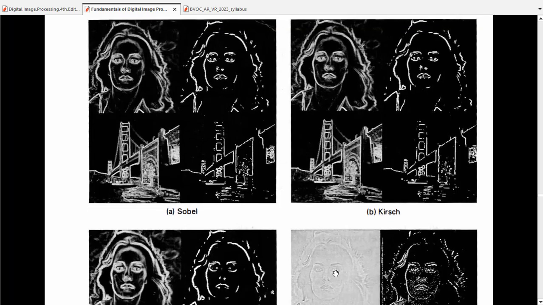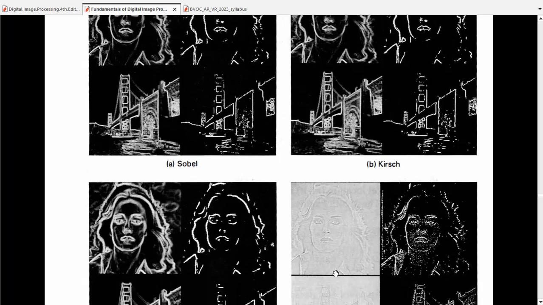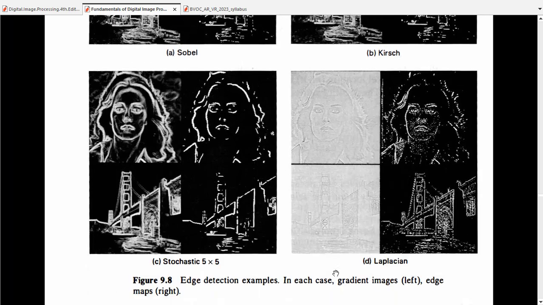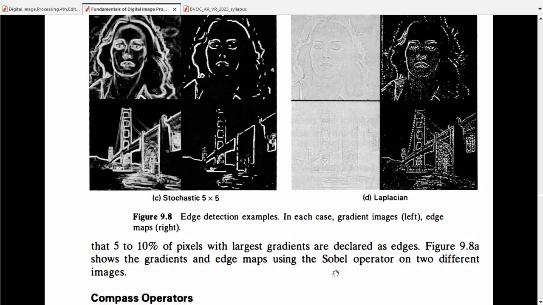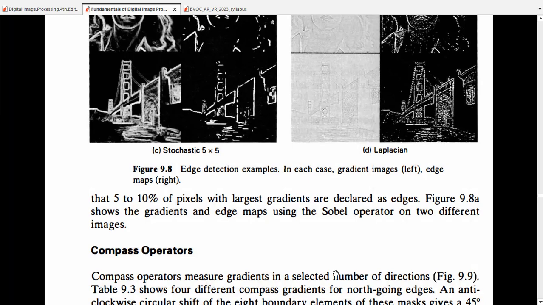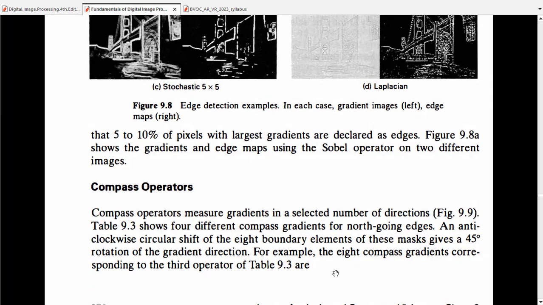So like that is the Sobel operator, the Kirsch operator, and the stochastic 5 by 5 Laplacian. Edge detection examples: in each case, gradient images on the left, edge maps on the right. In each of these, the largest gradients are declared as the edges. These are the gradients and edge maps using the Sobel operator on two different images.